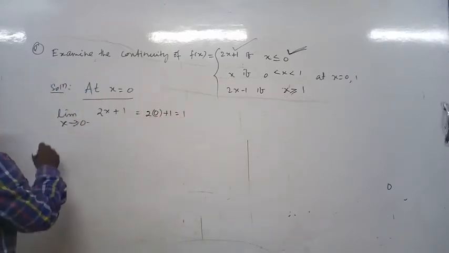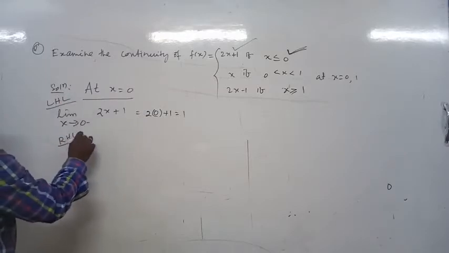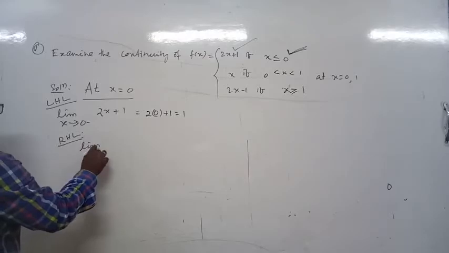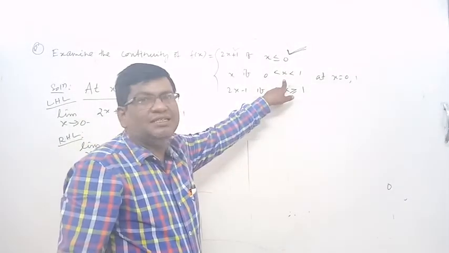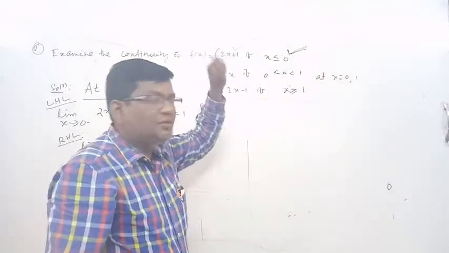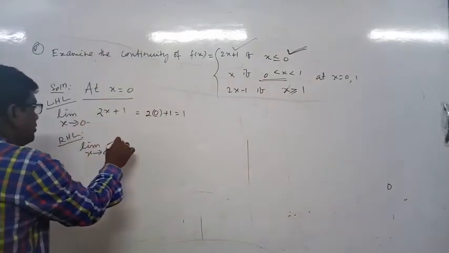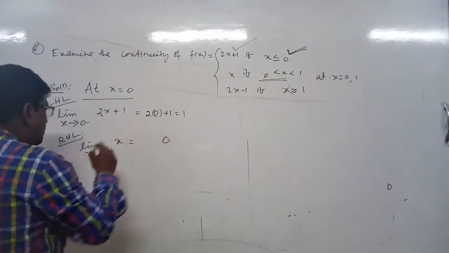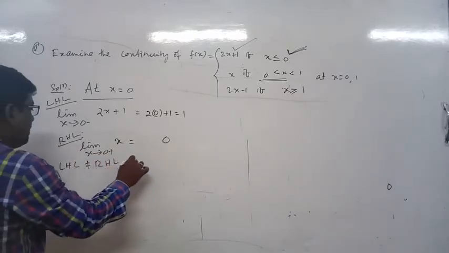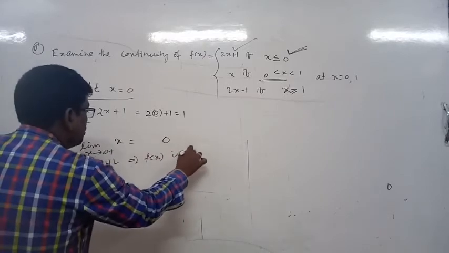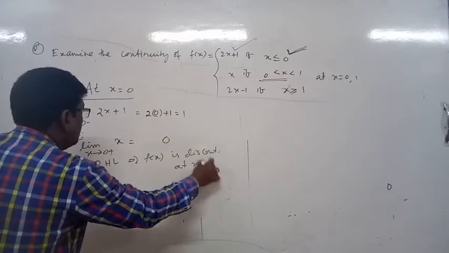Again for RHL, this is LHL, and what is RHL? RHL means limit x tends to 0 plus, means greater than 0. What is greater than 0? 0 less than x means x greater than 0. So here x greater than 0 is present. This is equal to x, which is equal to 0. LHL not equal to RHL, that implies f of x is discontinuous at x is equal to 0.